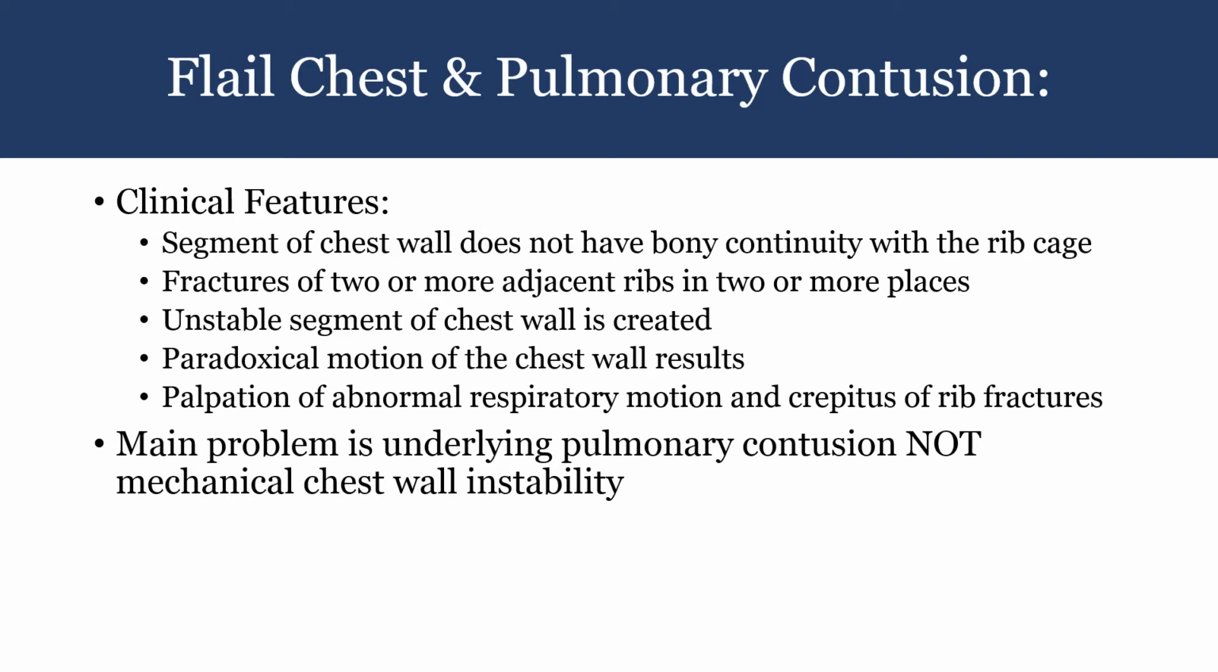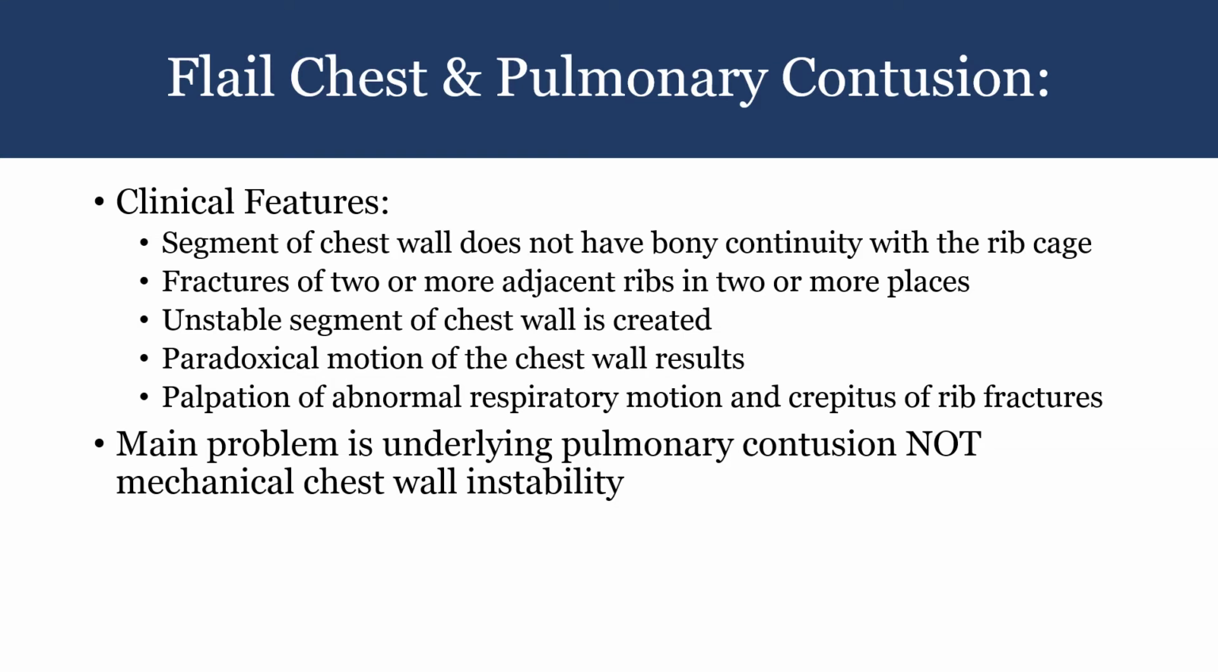So at that place that is unstable, when you breathe in, as the chest wall is expanding, this other portion that has the fractured ribs goes in. As you breathe out, it comes out. So it creates that paradoxical motion, and so leads to abnormal respiratory motion. And so you can also have crepitus of ribs if you palpate.